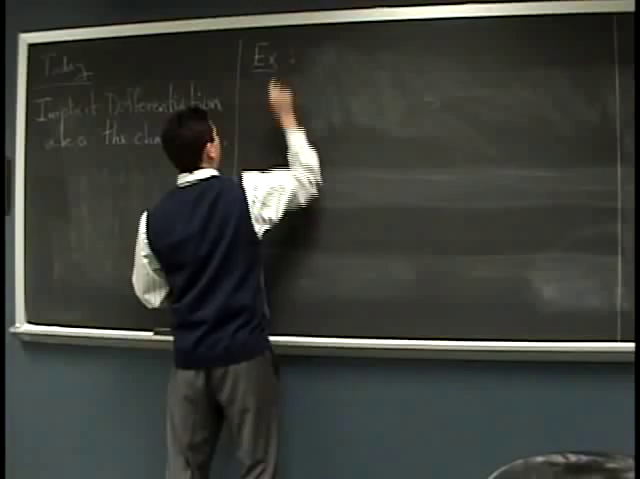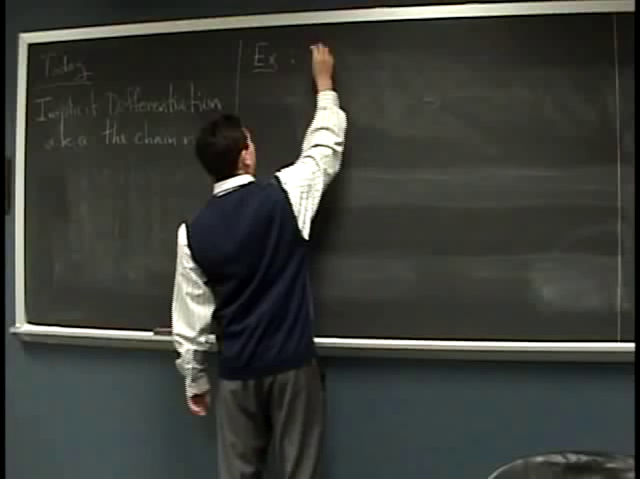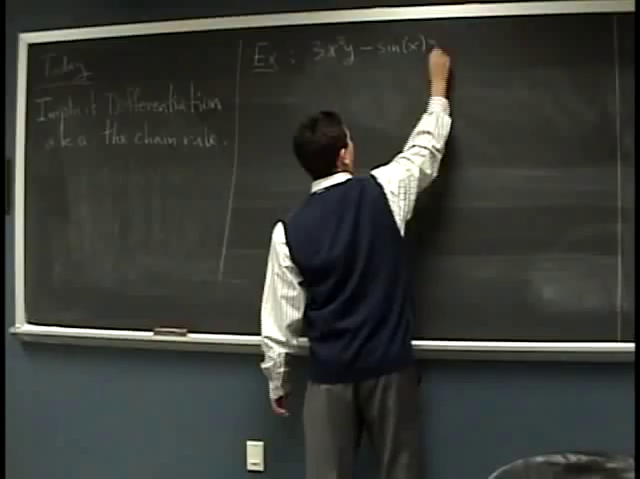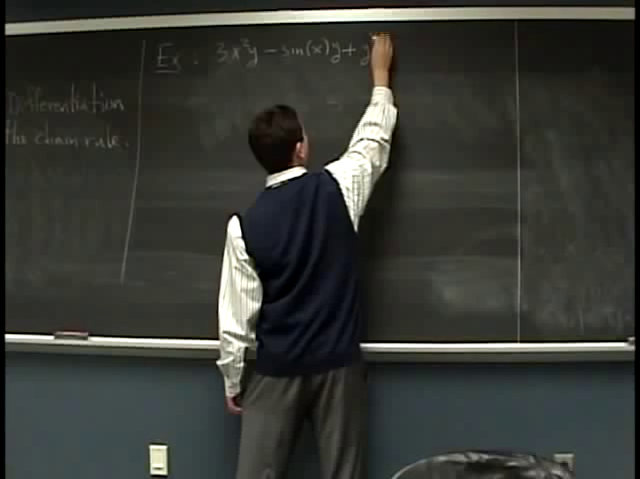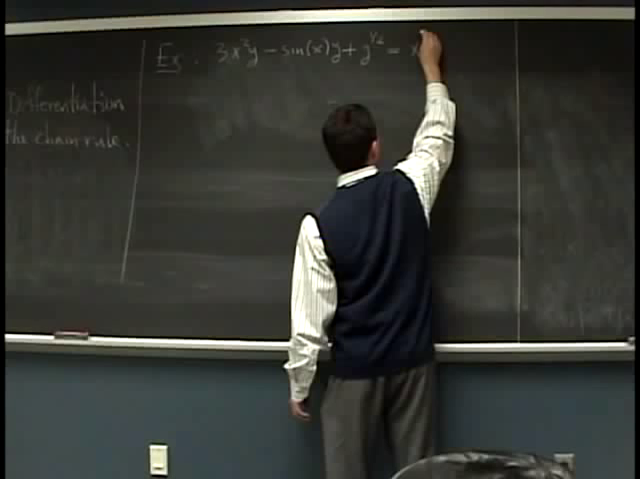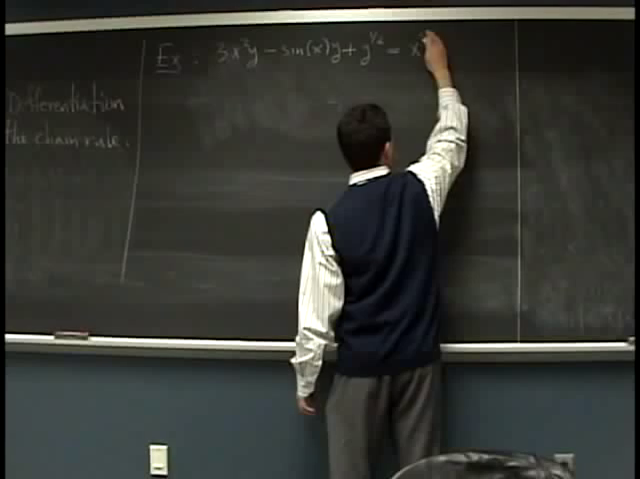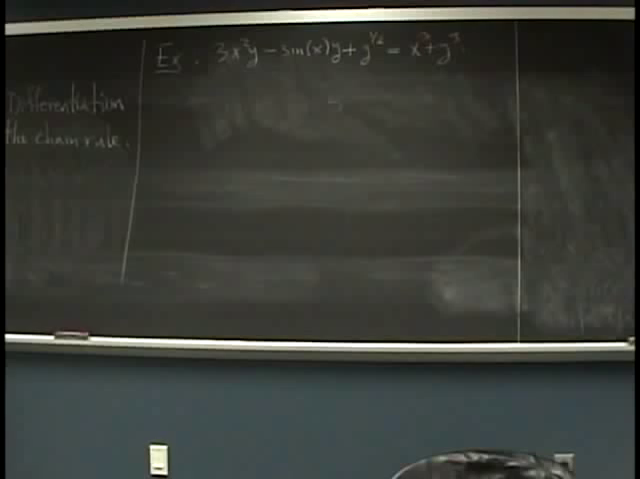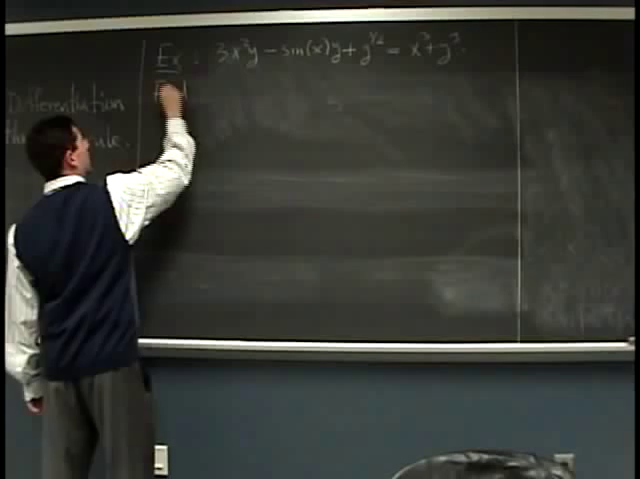Start with an example. Let's say we have a function, say 3x squared y minus sine of x y plus y to the 1/2 equals, let's say x cubed plus y cubed. I don't want to use anything nasty up there. Nothing too nasty. And the question is, find dy dx.